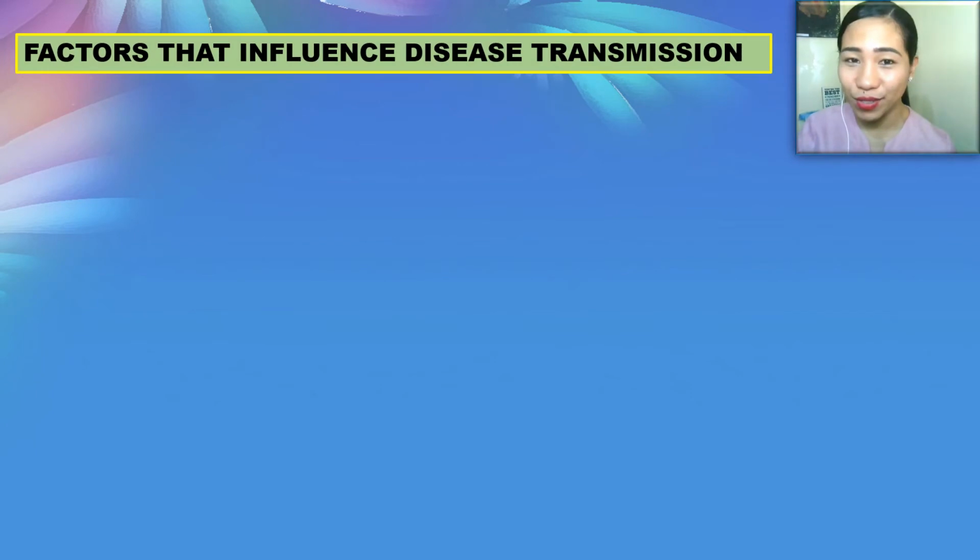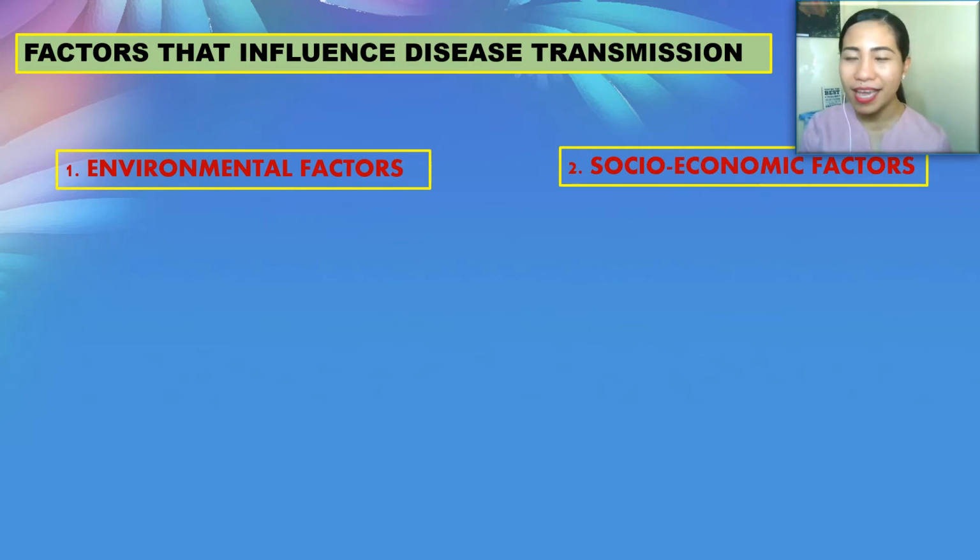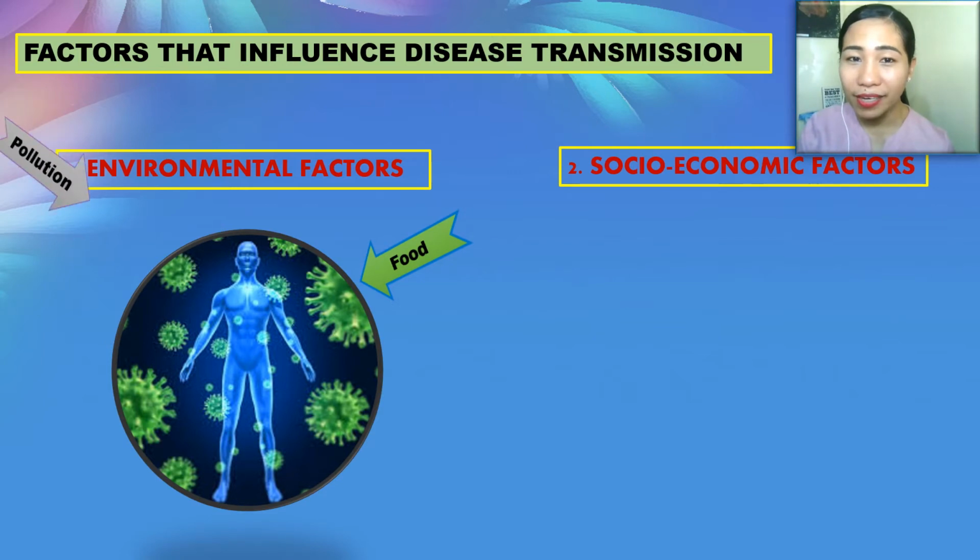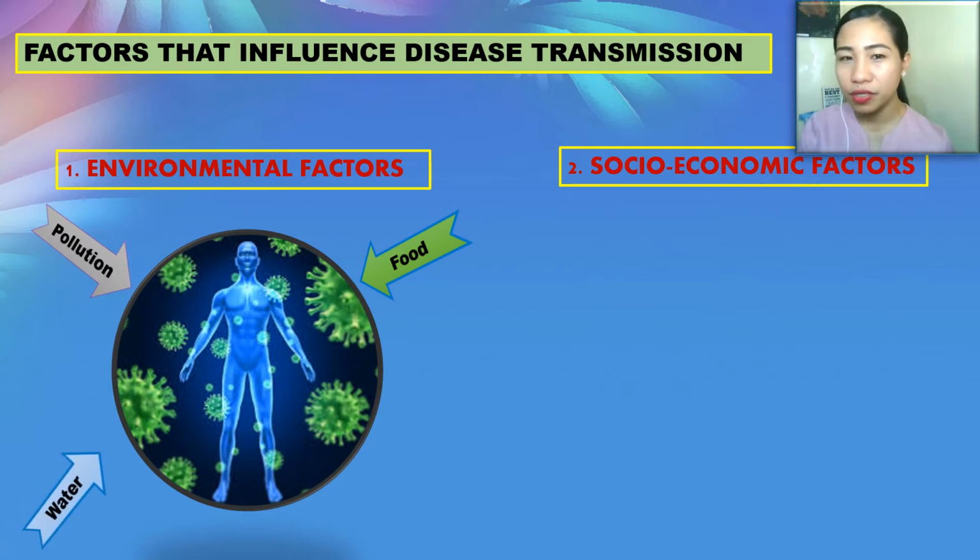Okay, so now what are those factors that influence disease transmission? We have two: the environmental factors and the socioeconomic factors. Environmental factors could be food, water, and pollution. Food and water, because sometimes of poor sanitation. Pollution also plays a major role in disease transmission, as evidenced by floods during the rainy season. These floods are the culprits in the spread of leptospirosis.